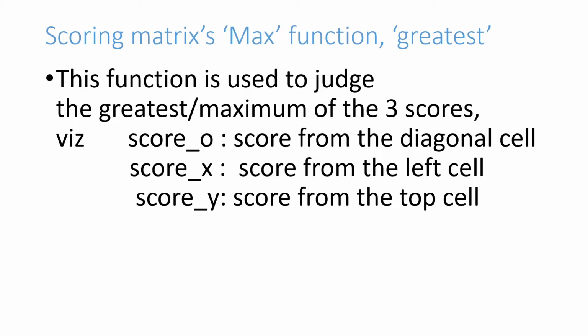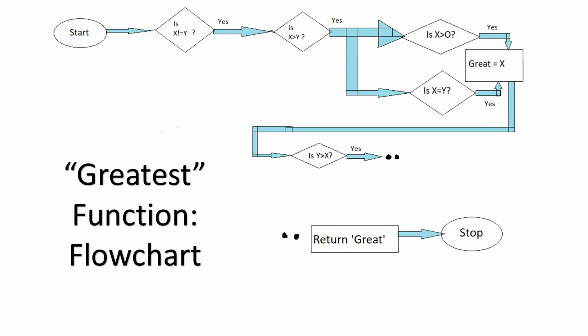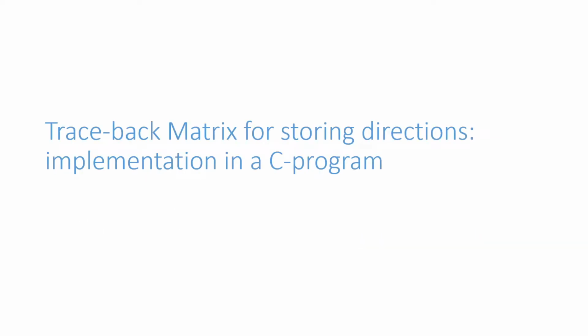The greatest function judges the maximum of the three scores. This is a part of the flowchart of the greatest function. I have drawn only one condition. So here is the important part of the program, the traceback matrix for storing directions, and how I implemented it in the C program.